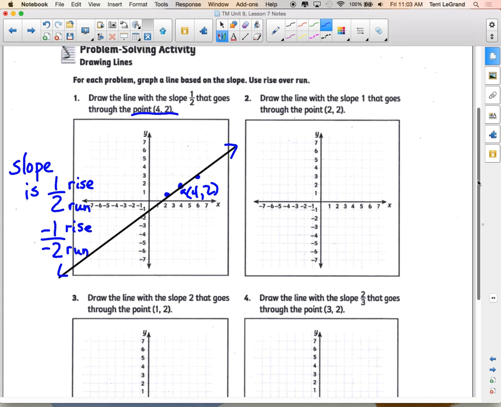Yours is going to look different than mine. Yours should be going through this origin. Is it going through it? Is yours going through the origin? Good. Okay, number 2.